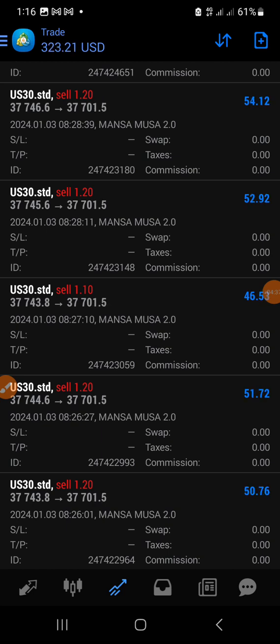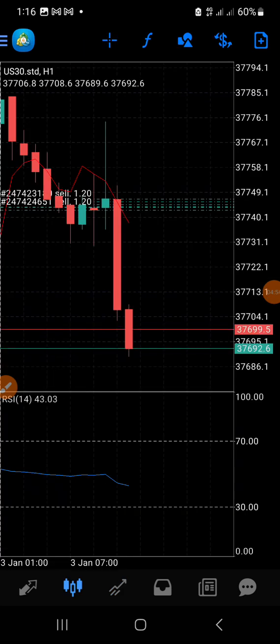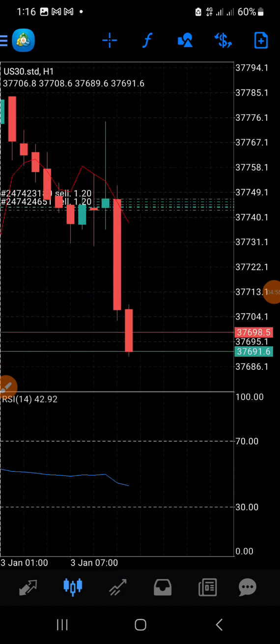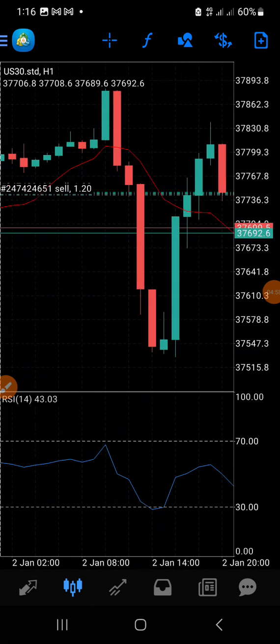Don't just open the bot and expect it to give you profit immediately. You have to be patient and wait for the robot to get the targets, like the way you see.